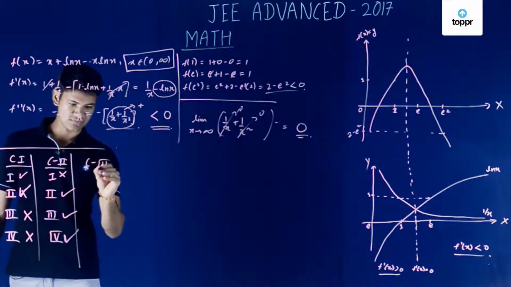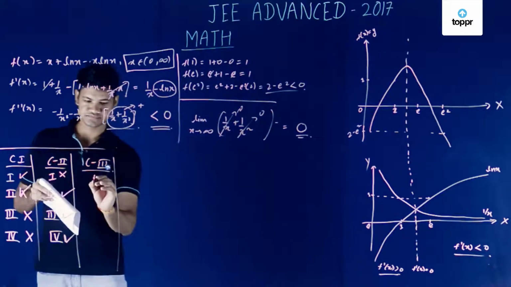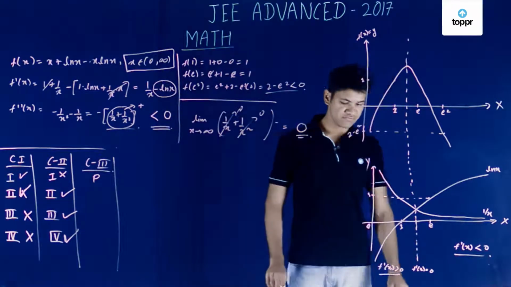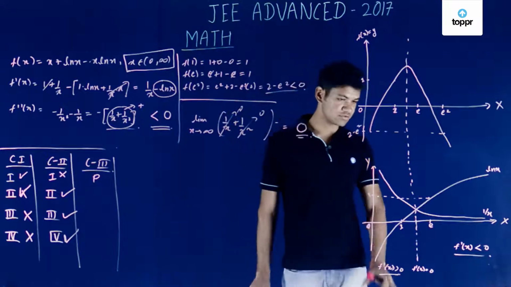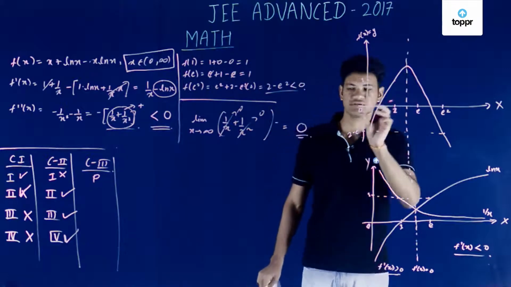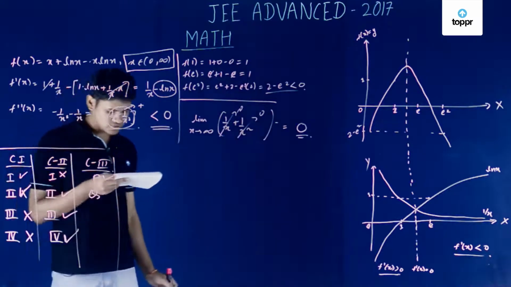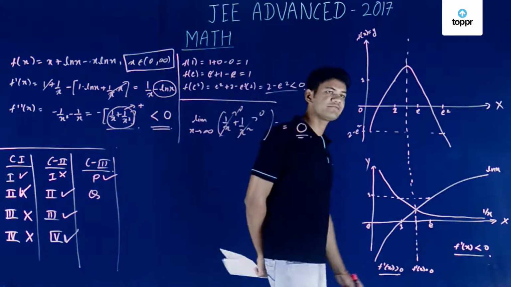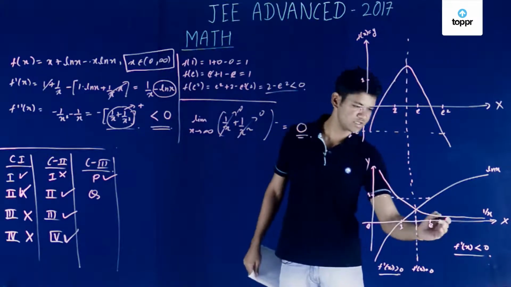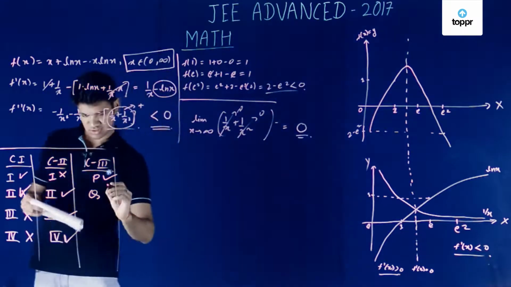Going to column 3, column 3's first option, which is P, says that f is increasing in 0 to 1. So for f to be increasing in 0 to 1, we should have f dash x greater than 0. So f dash x is greater than 0 from 0 to 1, and f is increasing from 0 to 1. So yeah, option P is correct. Now option Q says that f is decreasing in e to e square. Yes, it is decreasing in e to e square, and f dash x is also less than 0 from e to e square, right? It is decreasing, so Q is also correct.